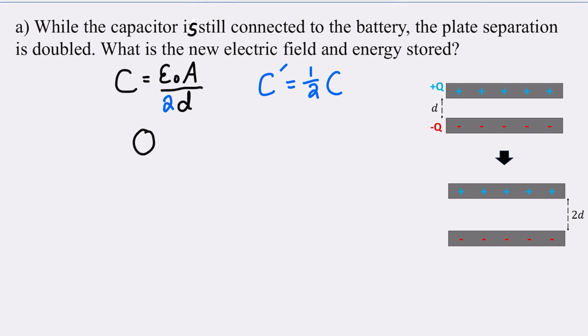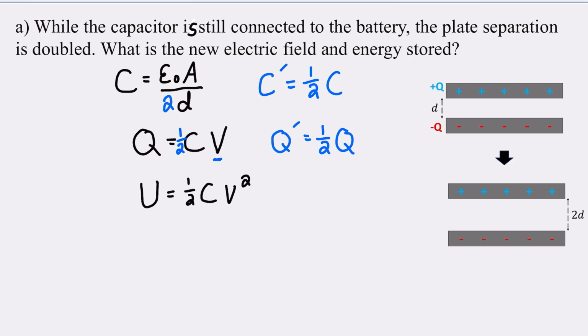It's similar for charge. The charge on the plates is given by capacitance times voltage. In this case, voltage stays the same, and capacitance is going to half. So the new charge is half the original charge. When it comes to calculating the new energy stored here, U is 1/2 CV squared. The voltage here stays the same, but the capacitance is going to half. So again, the energy will also half.